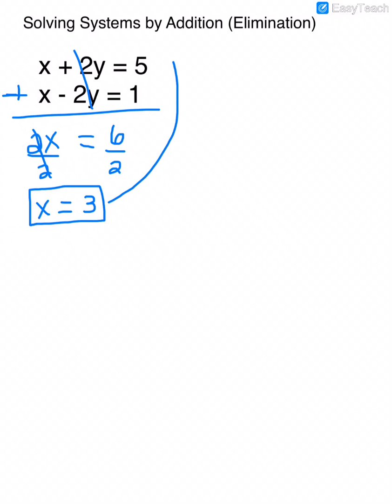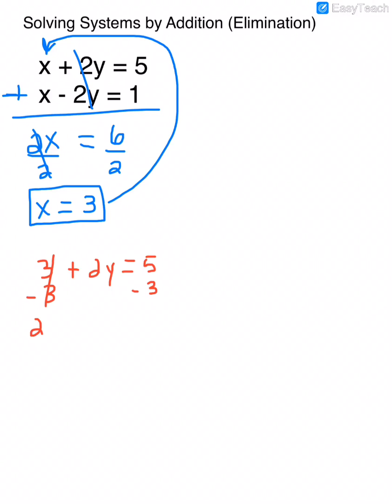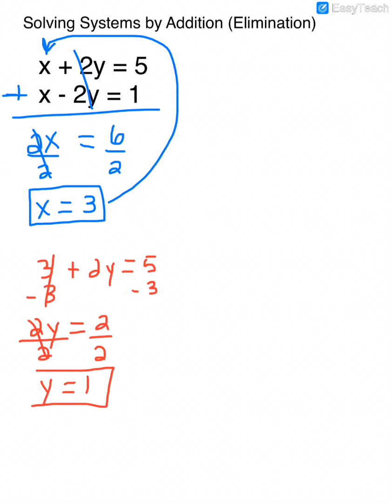So if I take this 3 and plug it in right here, and again, it doesn't matter which one, I could plug it into either one. If I plug it into that top equation, I get 3 for x plus 2y equals 5. Okay, so then I'm going to subtract 3 from both sides, and that gives me 2y equals 2. Divide by 2, and y equals 1. So, again, my answer is always going to be an ordered pair, and my ordered pair for my solution is (3, 1).